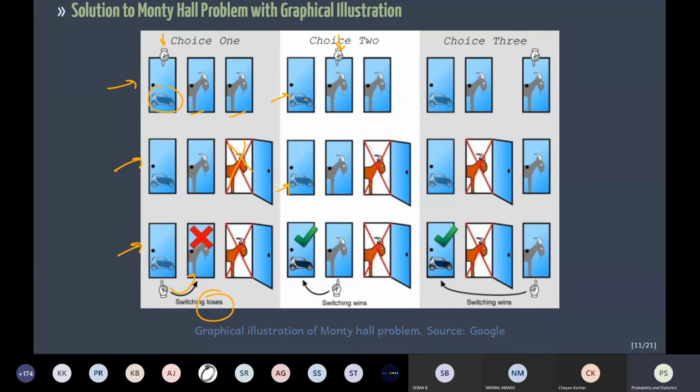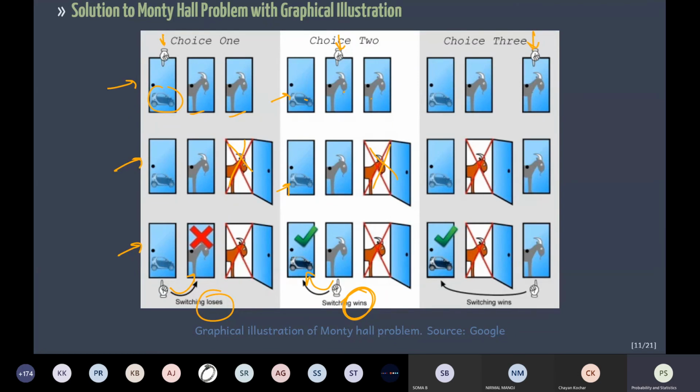It is not yet revealed to me. The host goes and opens the goat door. So that is revealed to me. And now I switch, because my strategy is to switch all the time. So if I switch, then I win. Okay, if I switch, then I win. Okay, so that's good.